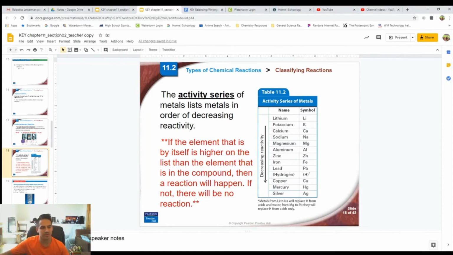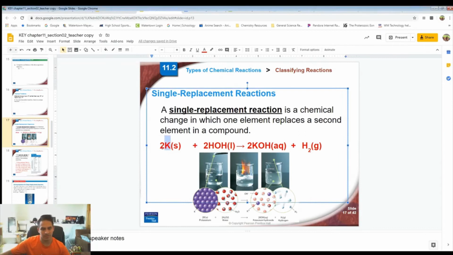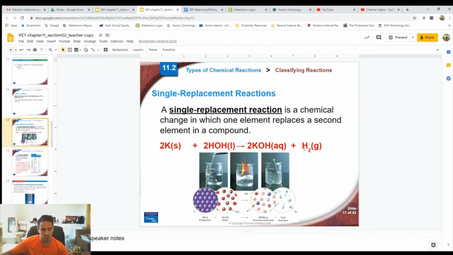So let's go look at the previous example here on this slide to see how this works. The element by itself in this case was potassium, and the element it was trying to replace in the compound was hydrogen. So if we look on the reactivity series here, potassium, which was the element that was by itself, is higher on the list than the element that was in the compound, which is hydrogen. Therefore, the reaction happened and we had new products.